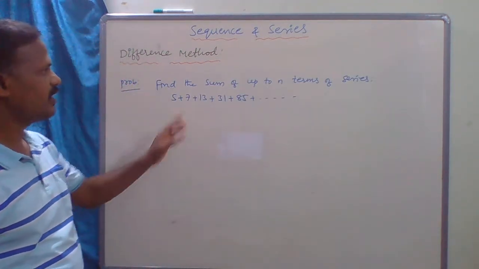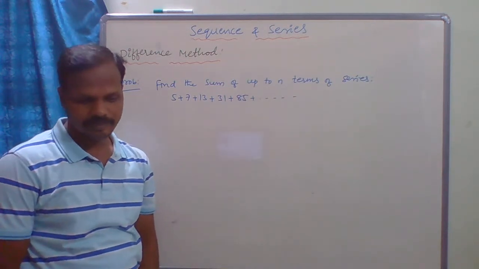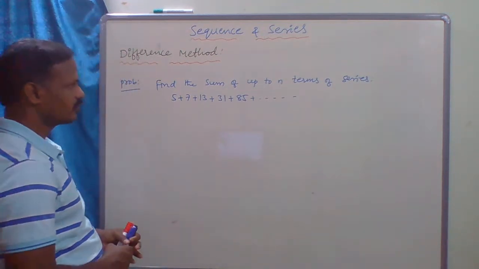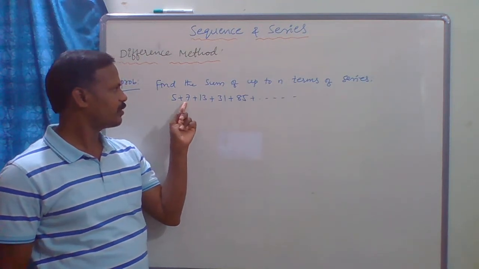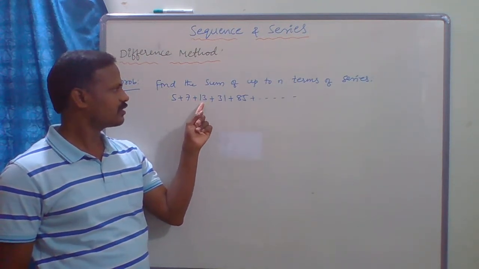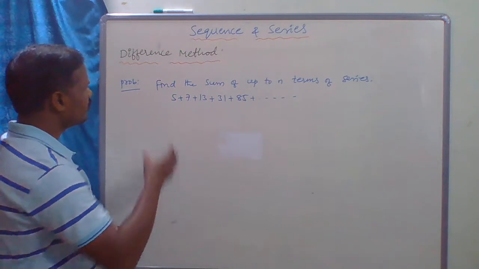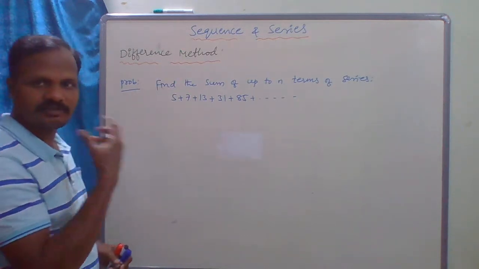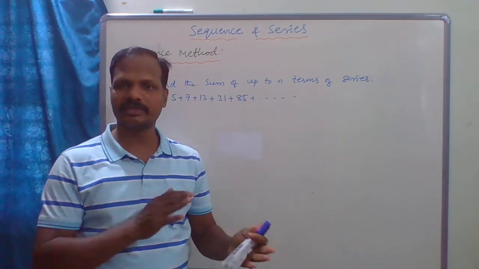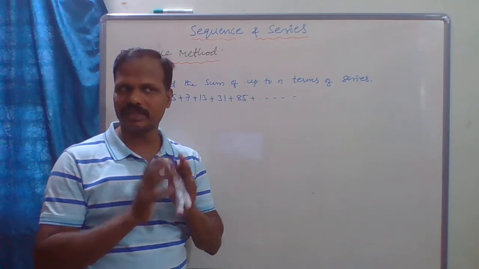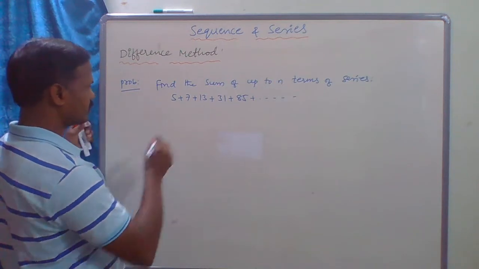Find the sum up to n terms of the series 5 plus 7 plus 13 plus 31 plus so on. Now, if you observe the series, it is neither in AP nor GP. But we will apply the difference method. To apply it, first of all you have to find A2 minus A1, A3 minus A2, A4 minus A3, and so on. If these terms are in AP or GP, then we can proceed. So let us check.